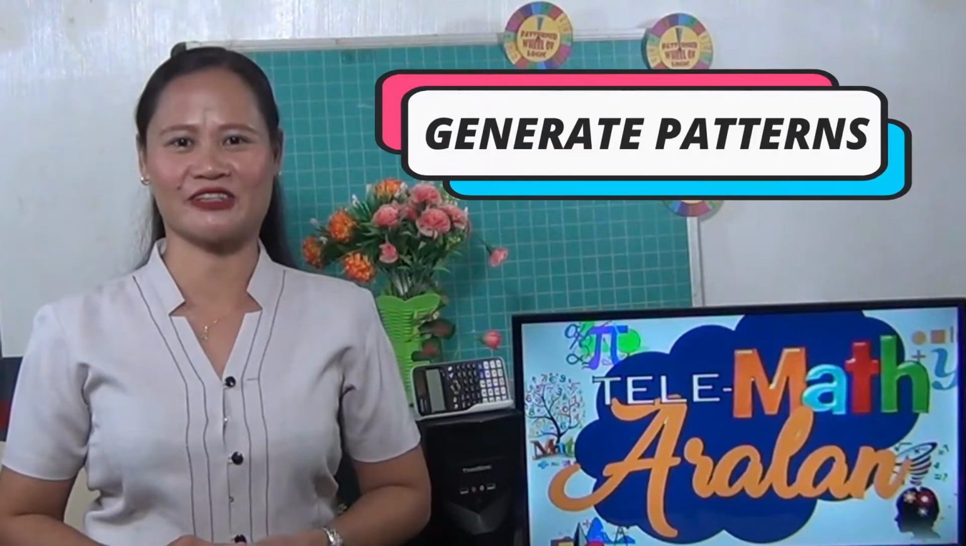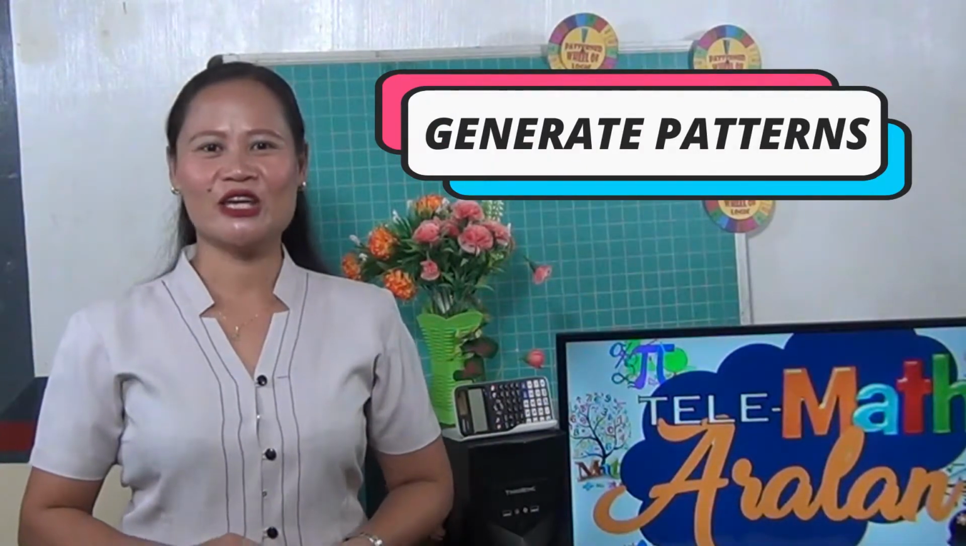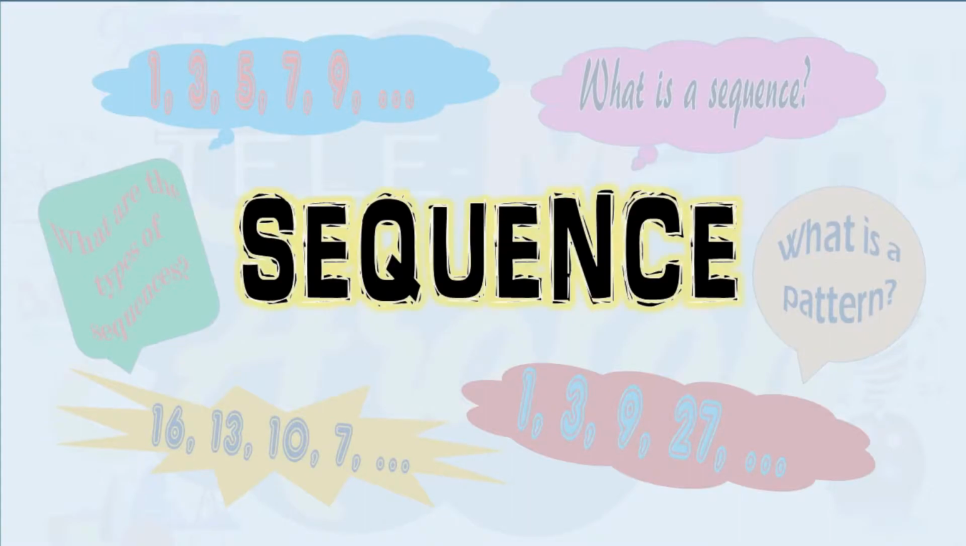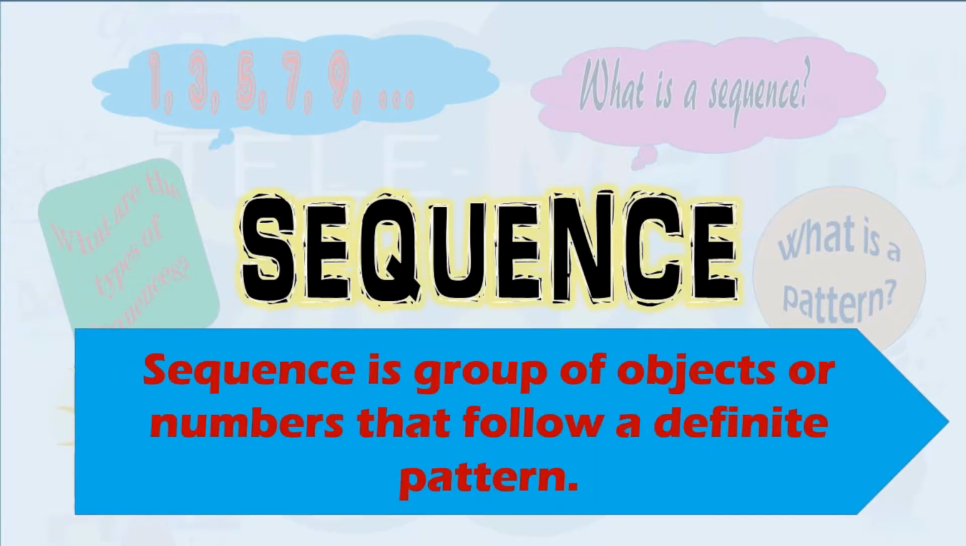Today's lesson is the continuation of the first most essential learning competency, which is to generate patterns. In this session, you are expected to learn how pattern is being generated. But before I proceed, let's have first the definition of a sequence. When we say sequence, it refers to a group of objects or numbers which follows a definite pattern.